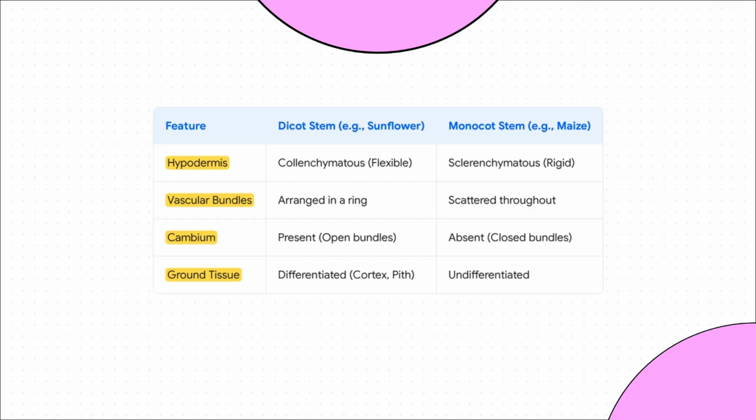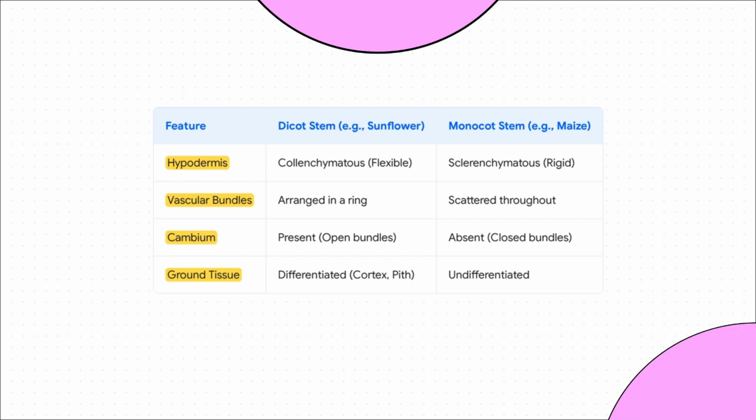A dicot stem uses that flexible parenchyma for support, while a monocot goes for the rigid sclerenchyma. But the biggest design choice, the real game changer, is the layout of those vascular bundles, the plumbing. Dicots arrange their plumbing in a nice neat ring, monocots just kind of scatter them all over the place.